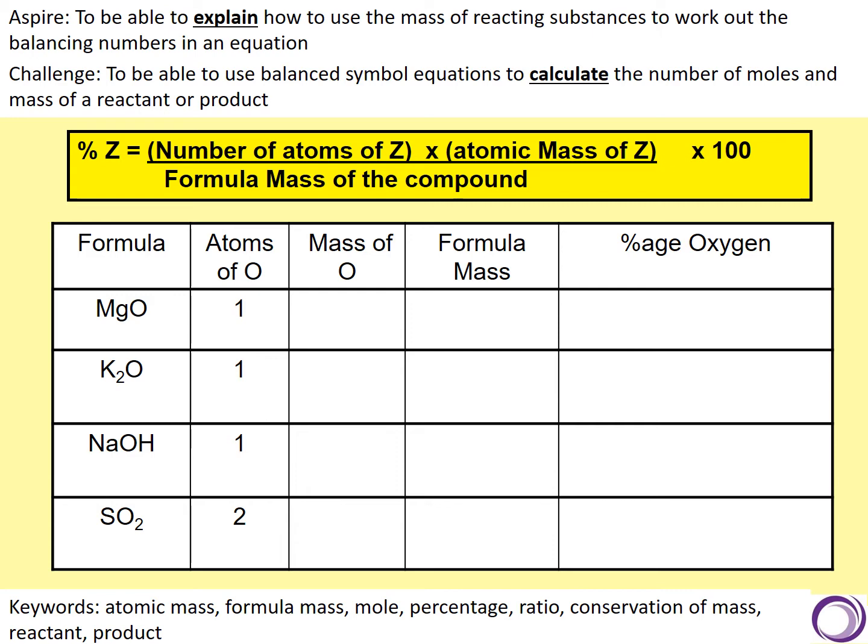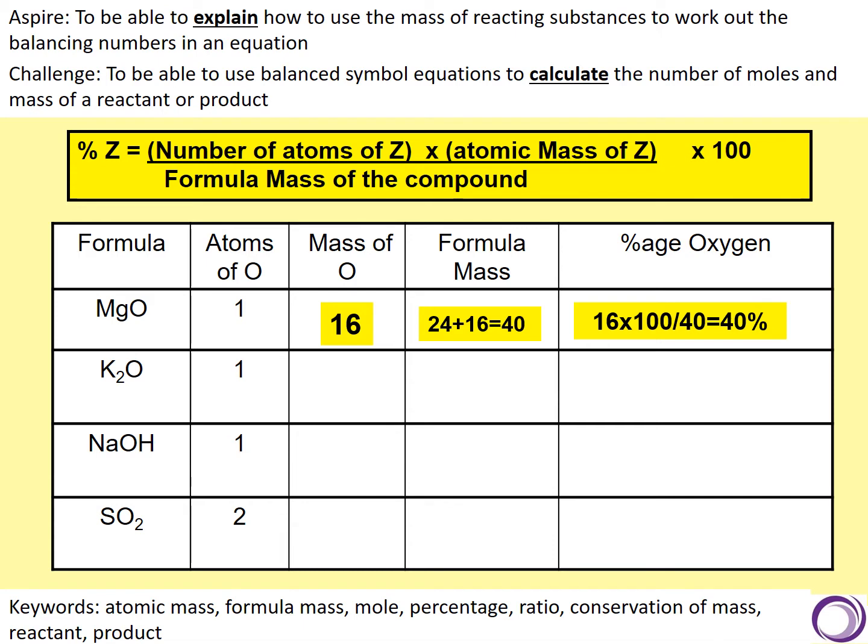So magnesium oxide, you can clearly see, has 1 oxygen atom there, and that gives it a mass of 16. The formula mass is of course 24 plus 16, which makes 40. So if we plug those numbers into our formula, we find that we have 16, because there's one atom of oxygen, divided by 40, which is the formula mass, and then we multiply the whole thing by 100, and that comes out as 40%.